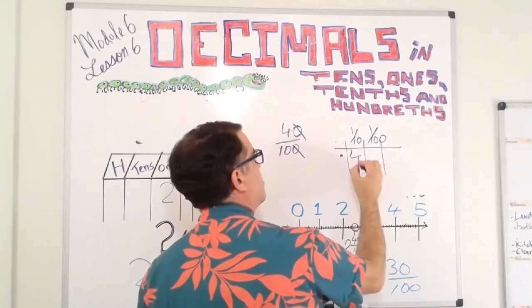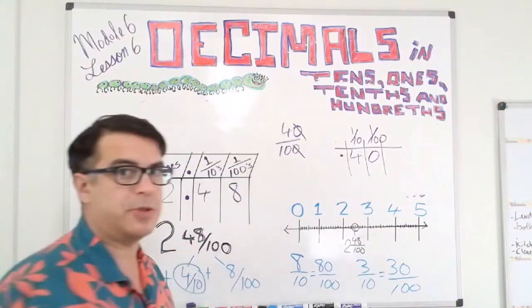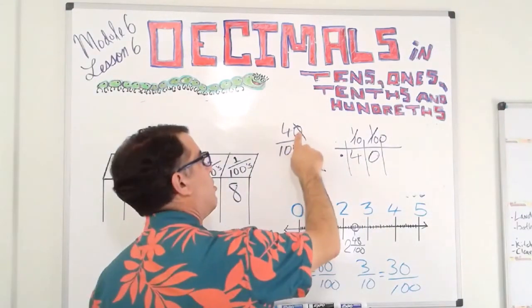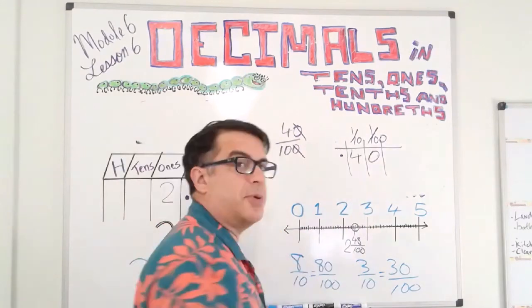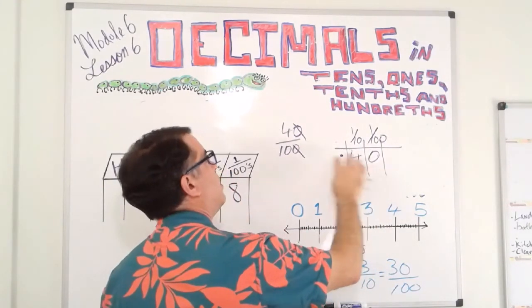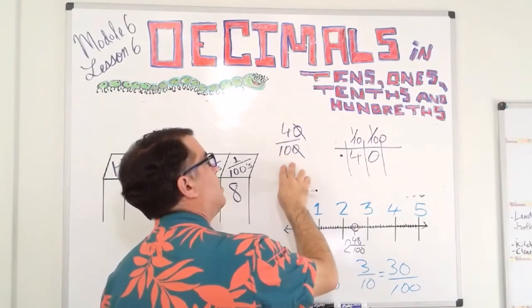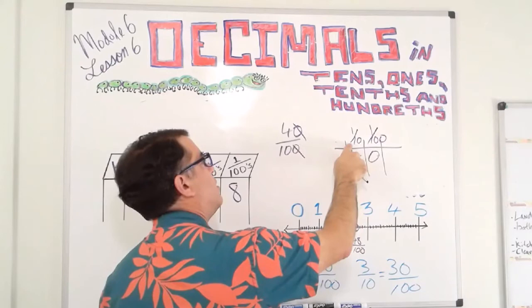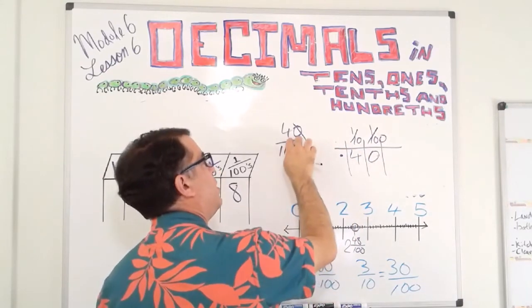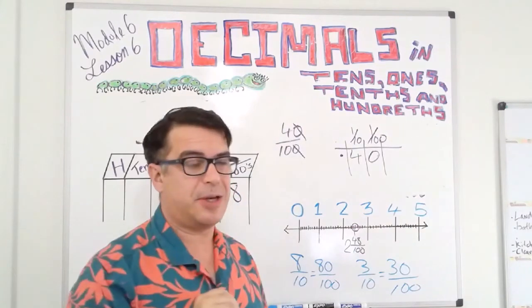We just simply call it 0.40, which would be 40 hundredths. Whenever you have the 0 out here, you go ahead and put it in the hundredths place. This proves to you that 40 hundredths, or anything that's in the hundredths, is actually in the tenths as well. 40 hundredths is 4 tenths at the same time.